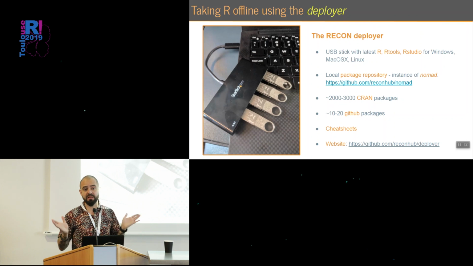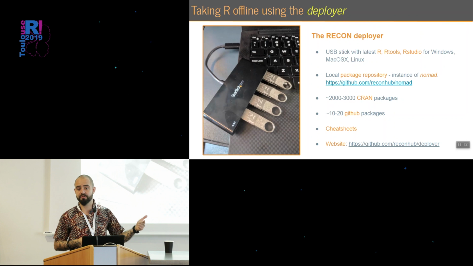which basically contains three types of things. First, the latest version of R, RStudio, Git, Rtools for the different platforms, so Linux, Mac, Windows, some cheat sheets, and more importantly, a local CRAN-like repository of 2,000 to 3,000 packages.